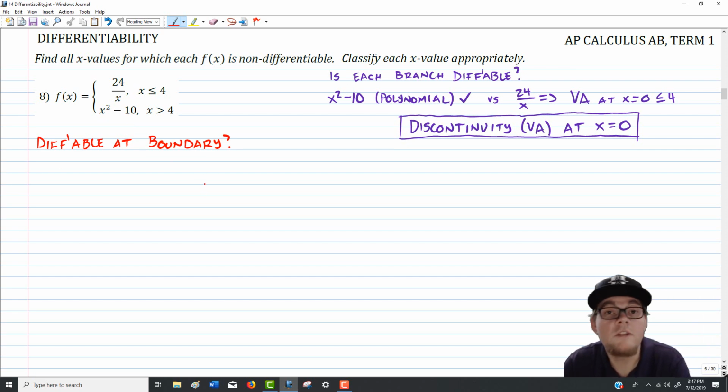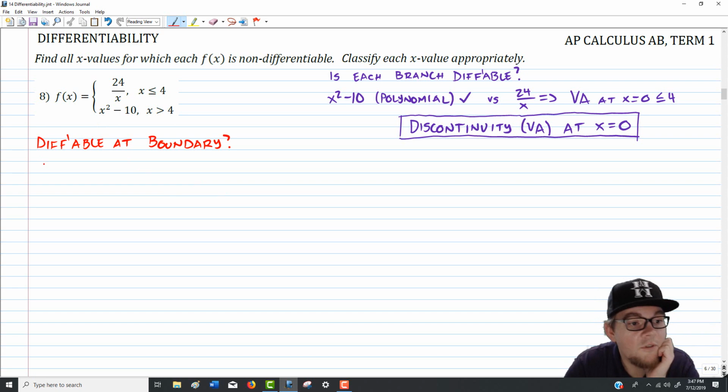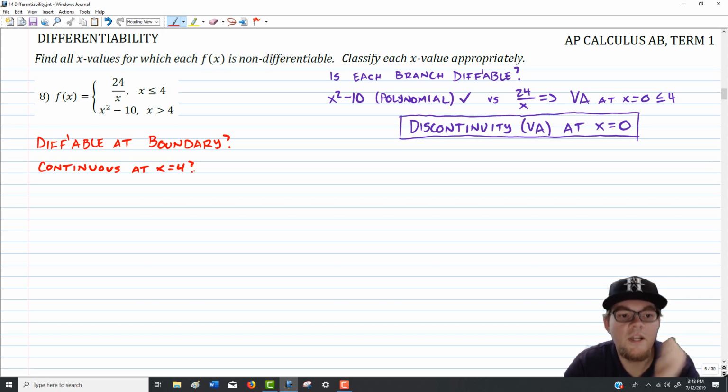So what we do is we need to check two things here. We need to check first to make sure the function is continuous at the boundary, and then second, we need to check to make sure it's actually got the correct slopes matching up at the boundary. In other words, is it both continuous and differentiable? Knowing, of course, that if it's not continuous, it can't be differentiable. So let's start with the first property. In our case, our boundary is x equals 4. So we're going to ask ourselves, is the function continuous at x equals 4? That is our first task.